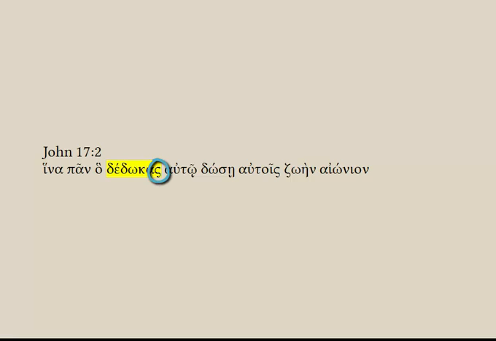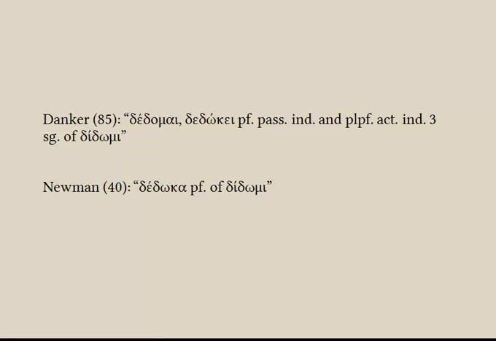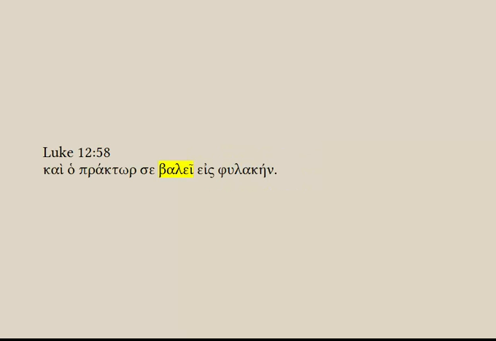Here our ending is σ, and so we have a second singular active, and the tense form sign of κα points to it being a perfect, and the reduplication suggests that as well. Getting to the lemma is more of a challenge. In general, if you take everything off the front and back of a verb, and the stem is a delta with an omicron or an omega, then it probably comes from δίδωμι. As we've seen in other videos, Danker and Newman in their lexicons provide help locating difficult forms. And websites like Perseus and Bible Hub also offer help, as we saw back in video 3. Here's one more sample to try.